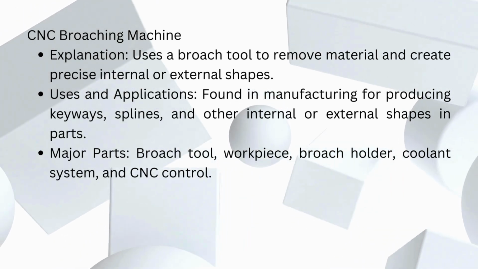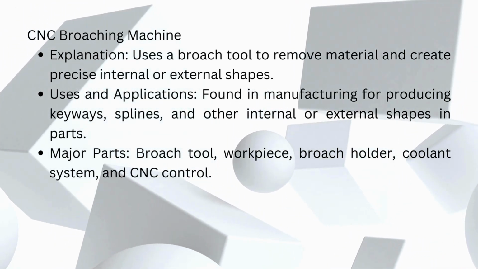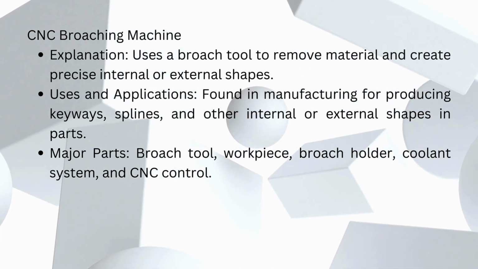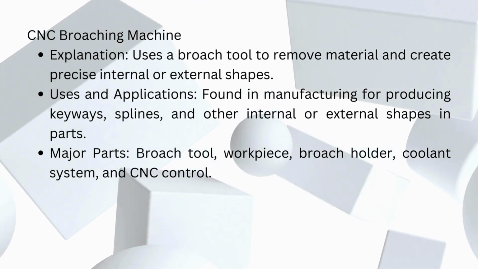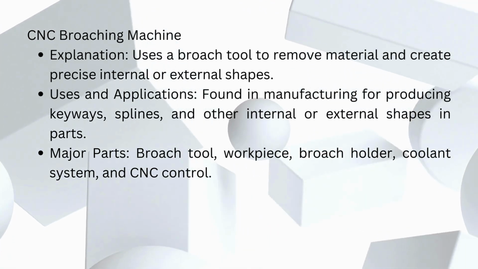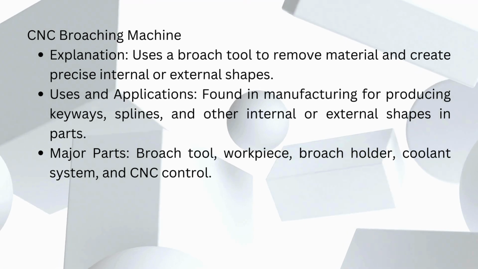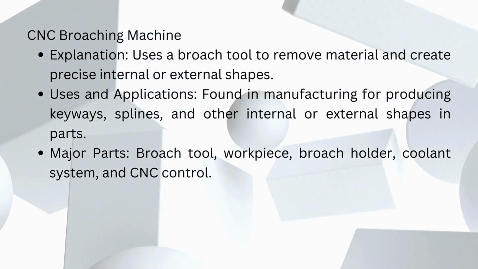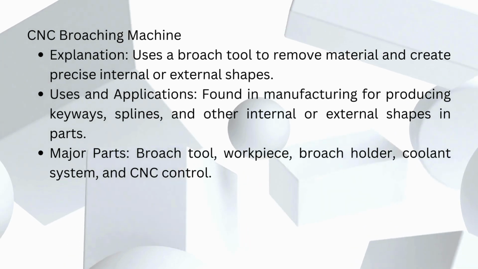CNC broaching machine. Explanation: uses a broach tool to remove material and create precise internal or external shapes. Uses and applications: found in manufacturing for producing keyways, splines, and other internal or external shapes in parts. Major parts: broach tool, workpiece, broach holder, coolant system, and CNC control.